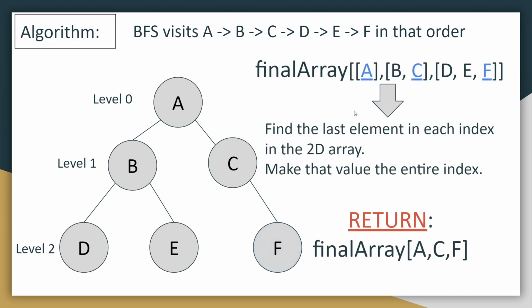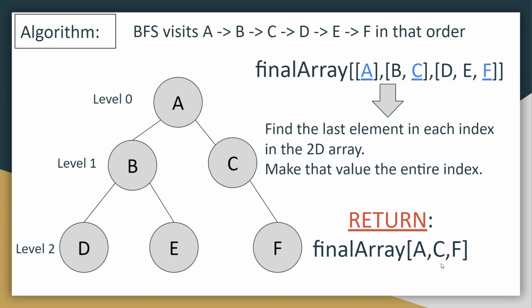So now for the final step of this algorithm. What we're going to do is take final array, and loop through this 2D array, grabbing each array one at a time. From there, we will grab an array, find the last value in it, and then just set that entire index to just that value. So see here, we just take A, and we add it to index 0, index 1, and here we have C.